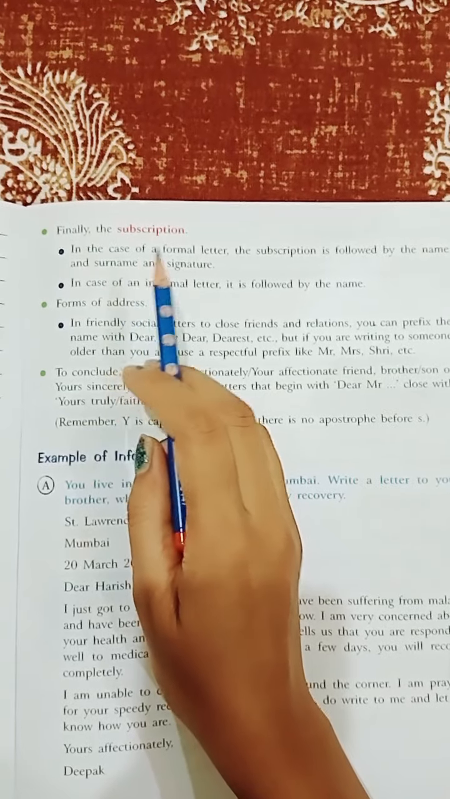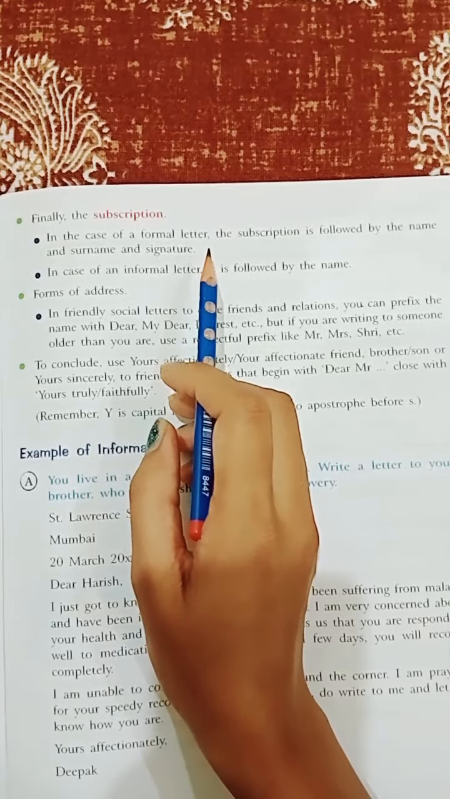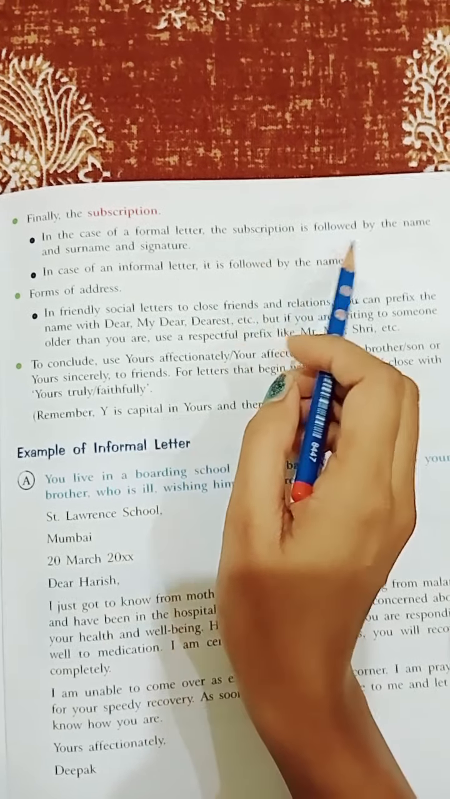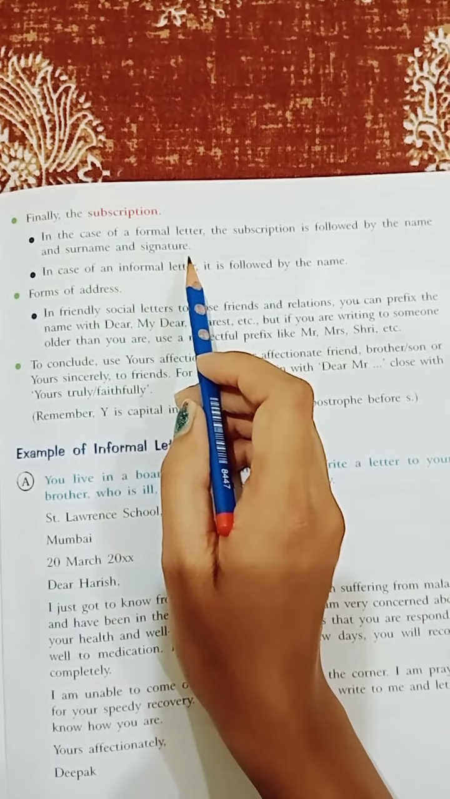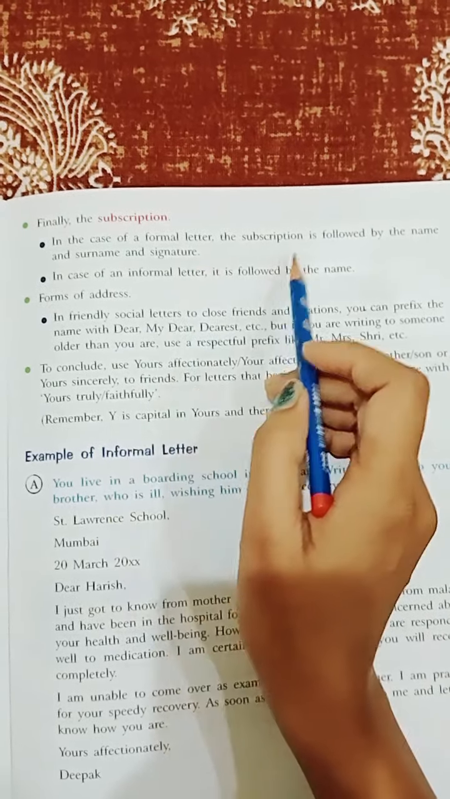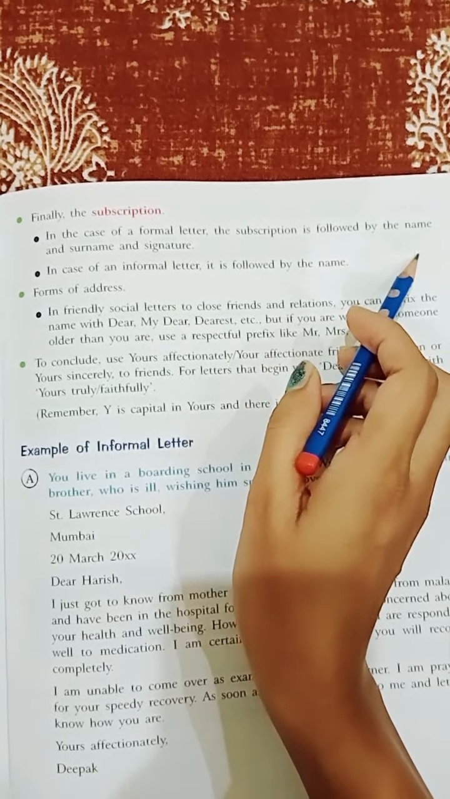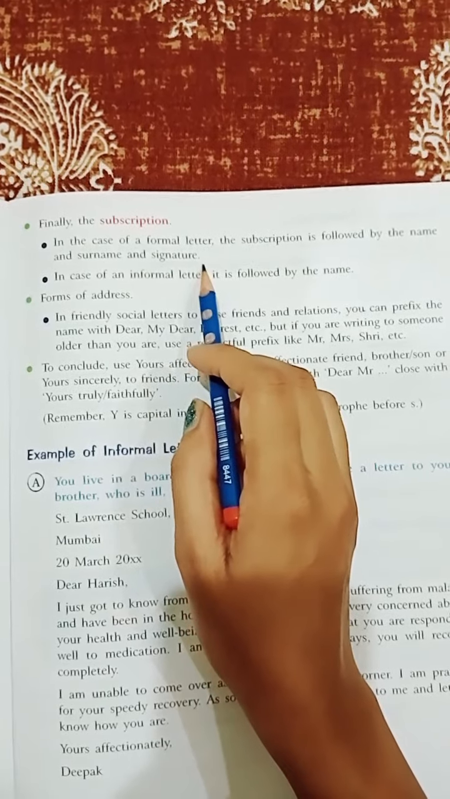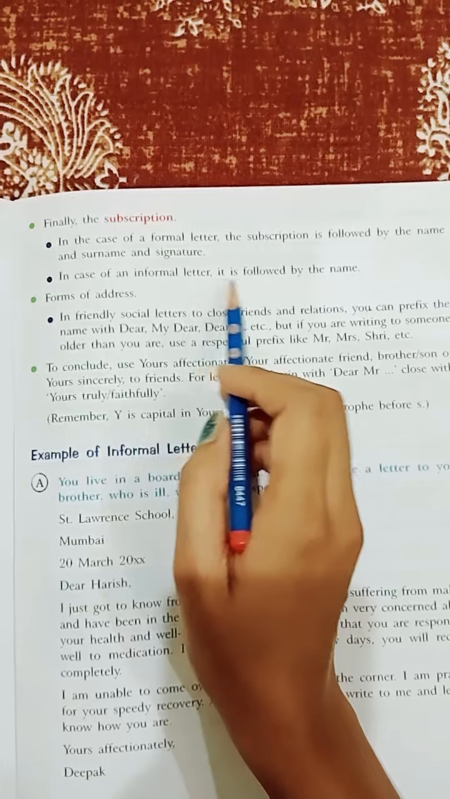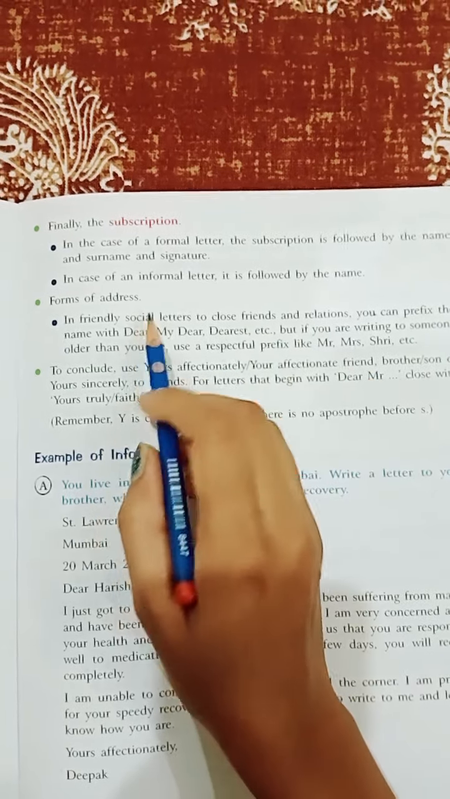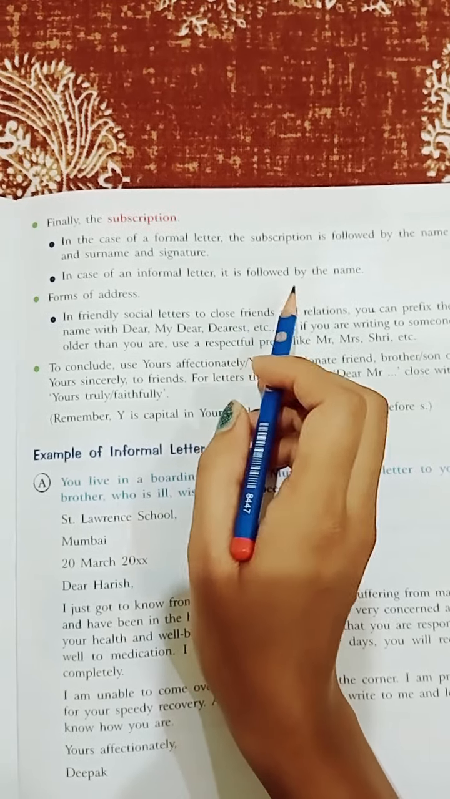Finally, we move to the subscription. In the case of a formal letter, the subscription is followed by the name and surname and signature. What do you mean by subscription? That it is followed by the name and surname and signature. In case of an informal letter, it is followed by the name. When we are writing an informal letter, it will be followed by the name only.